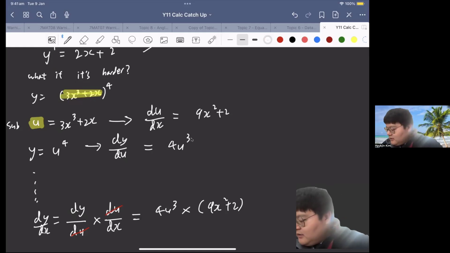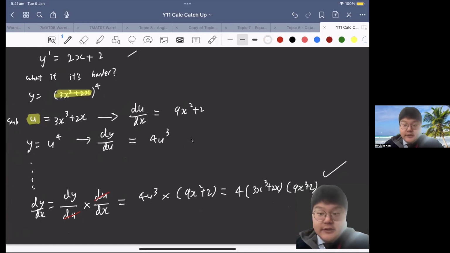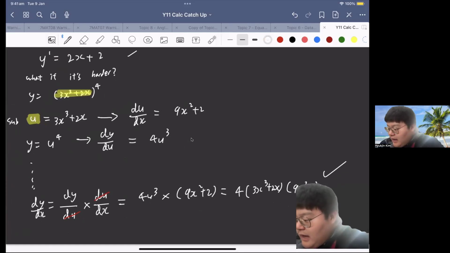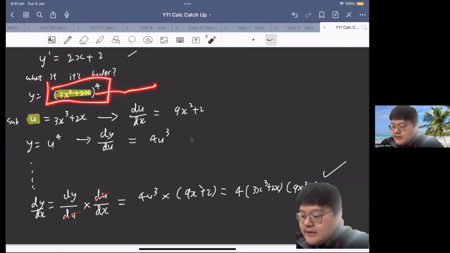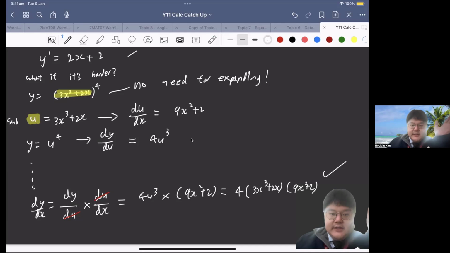So what is u? 4 times (3x cubed plus 2x), to the power of 3, what was outside already. As a matter of fact, this is it. That's my derivative. I did not have to take this complex looking function. I did not have to expand it. I just had to use this weird identity.